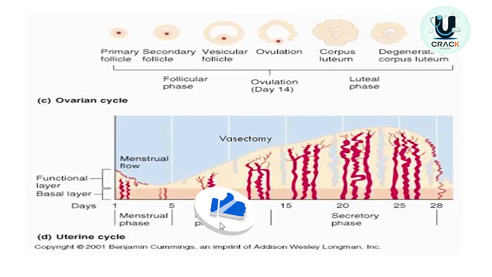Look at this, which is the most important figure. Look at the first figure here: primary follicle, secondary follicle, vesicular follicle, ovulation, corpus luteum, degenerating corpus luteum. There are three phases here: the follicular phase, ovulation on day 14, and the luteal phase. Here in the cycle we can see the functions of the basal layer. Look at how the layer forms. First the menstrual flow on days 1 to 5, then days 5 to 15 the proliferative phase, where it grows. Days 15 to 28 are the secretory phase.